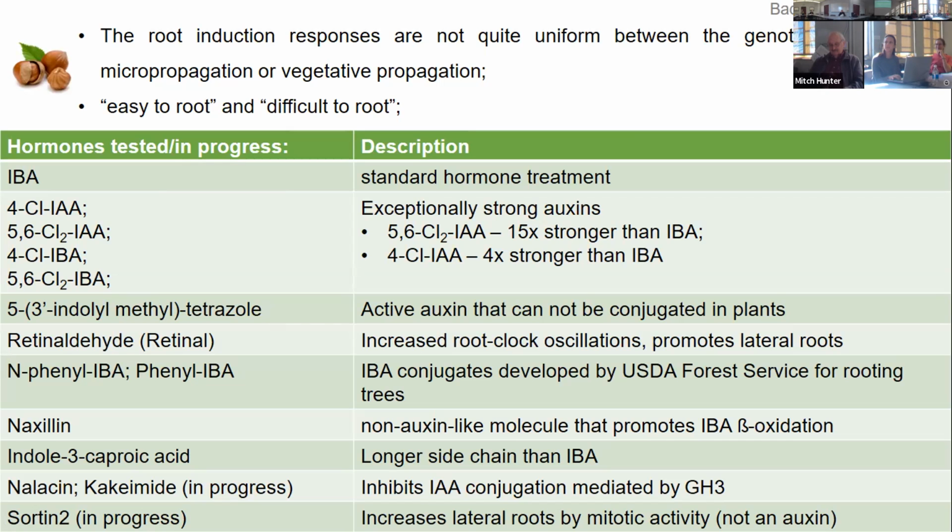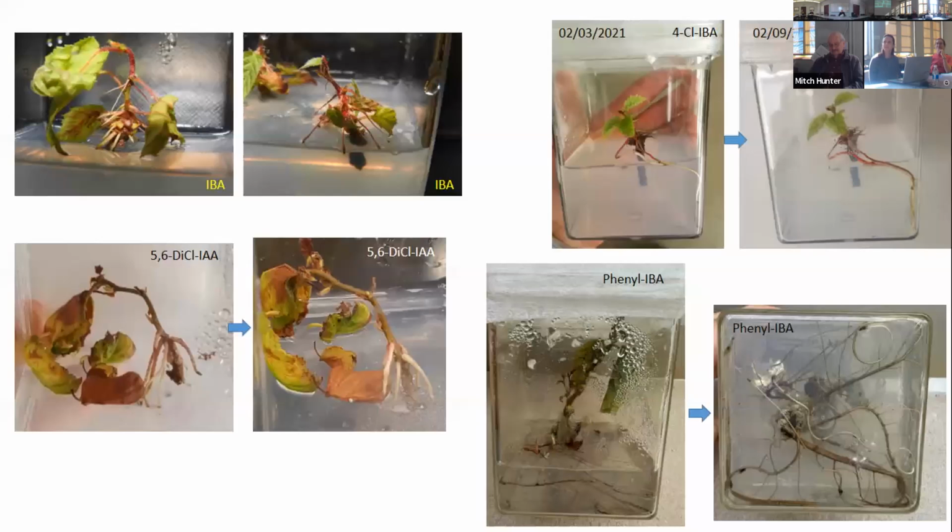But if you want to see pictures, we have some. If you want to see roots, here are some examples of what the structure of roots looks like. So this is when we apply IBA, it's beautiful, with vigorous roots. 5,6-dichloro IAA. And here we have 4-chloro.